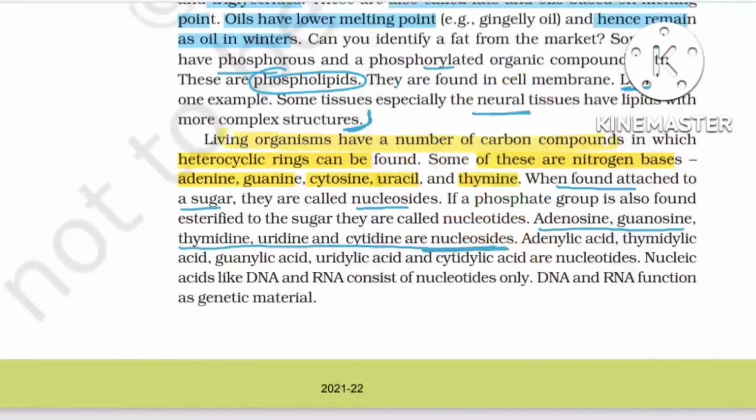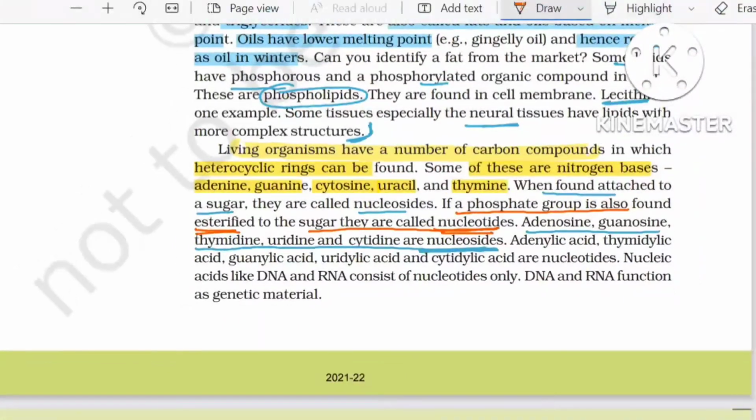Clear? Now, if suppose phosphate group is esterified, ester bond to the sugar, then it is called nucleotide. Phosphate group means phosphoric acid. So phosphate group is esterified to form nucleotides. So beta, phosphoric acid is added, that is why we say adenylic acid, thymidylic acid, guanylic acid. All these things you please learn it.